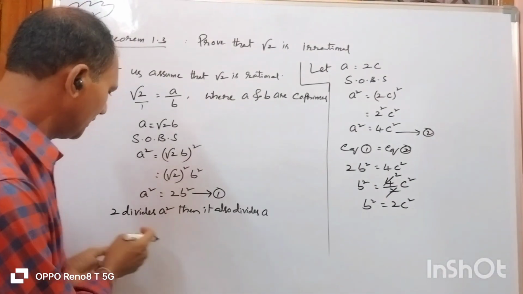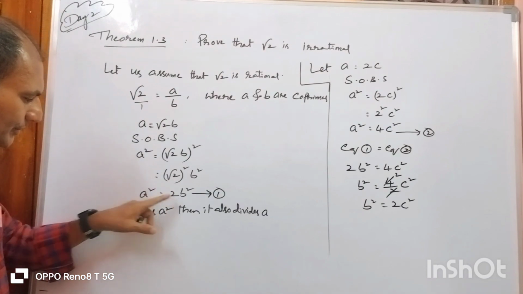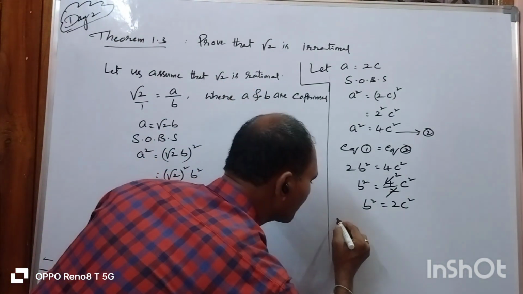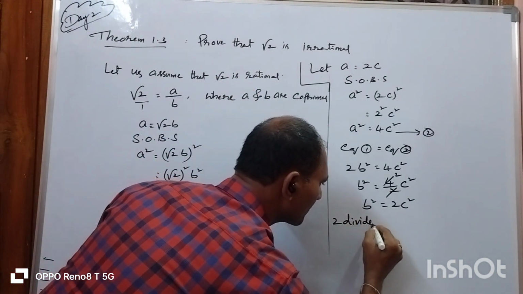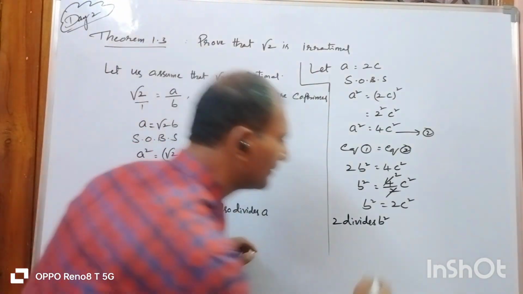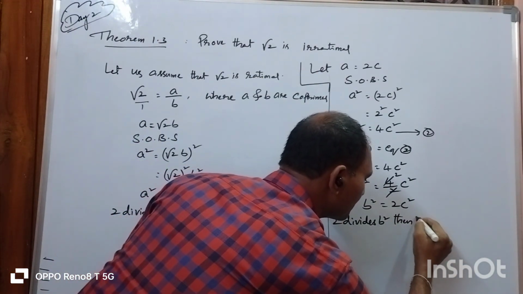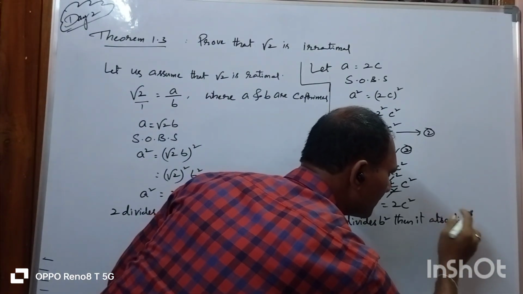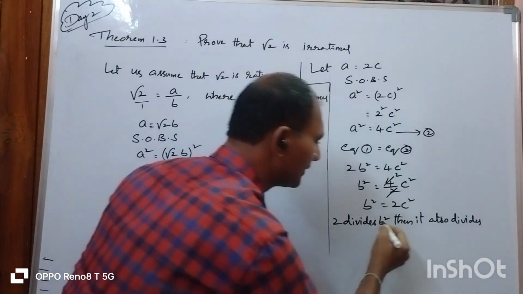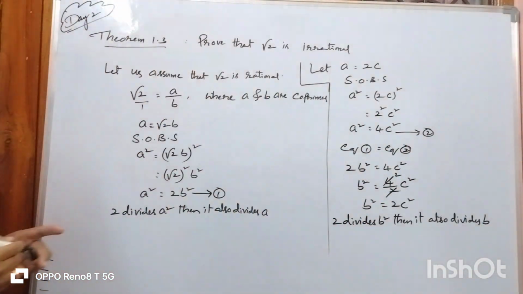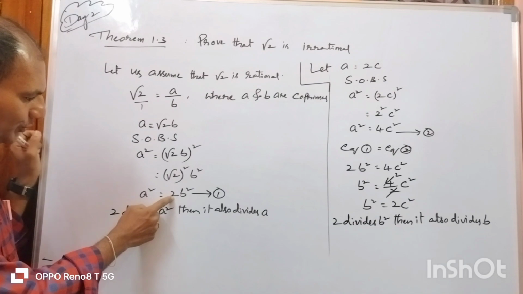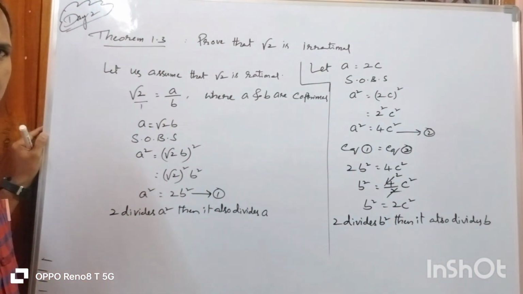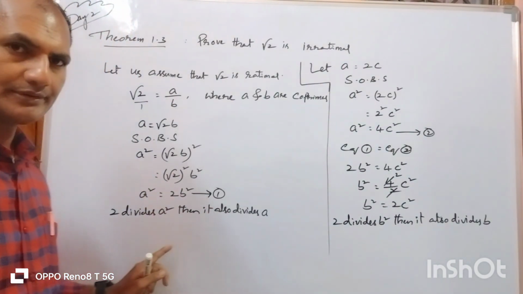See, whatever we had here, 2 divides a square. Same in the format, right? So 2 divides b square, then it also divides b. Means here 2 is a factor of a, and here 2 is a factor of b.